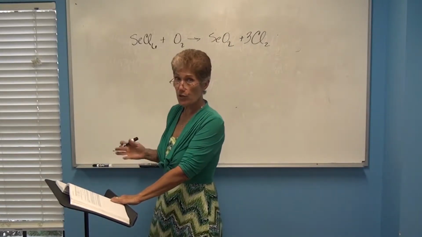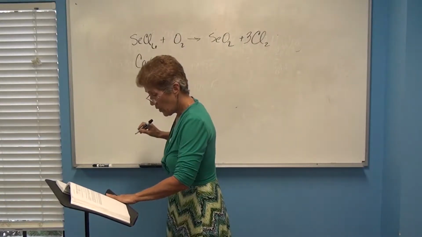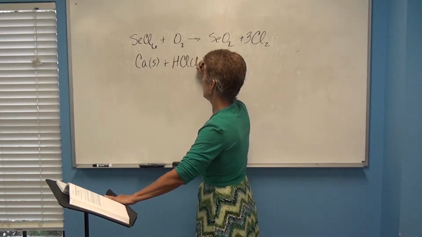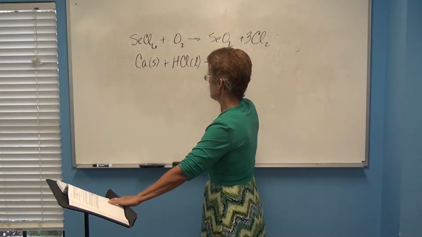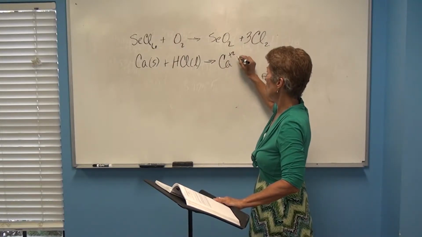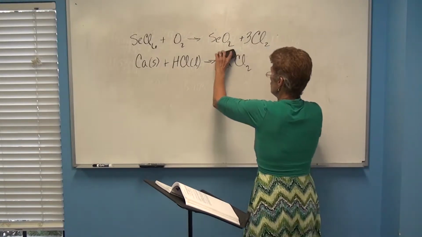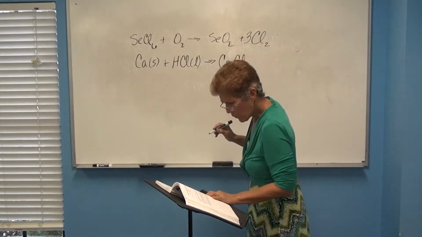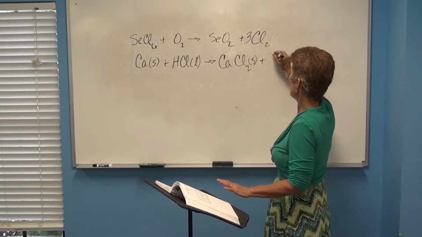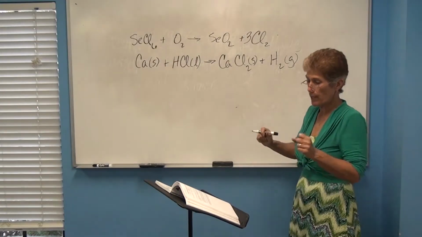Okay, the next one's a lot harder because you have to come up with everything yourself. It's solid calcium, so we write Ca and put that it's a solid, which reacts with liquid hydrogen monochloride, HCl, liquid, to make solid calcium chloride. Calcium is a +2, and chloride is a -1, so chlorine gets the 2 and calcium gets the 1. Plus hydrogen gas. Make sure the phase symbols are in there. That's worth 1 point all by itself.